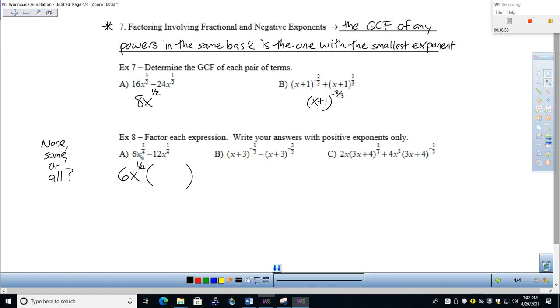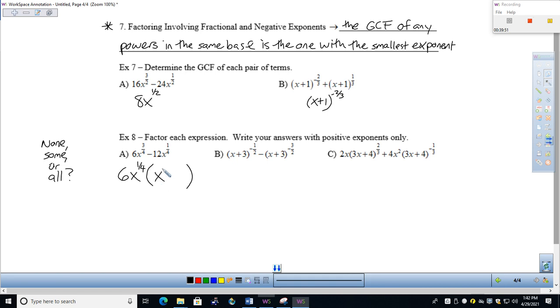Now, here's the key. Did I take some of the x to the 3/4 out, or all of the x to the 3/4 out? Well, I took out some of it, because I took out something smaller than x to the 3/4. I took out x to the 1/4. So when I say, hey, I only took out some of it, then that means I still have some x's inside the parentheses here. So immediately put an x.